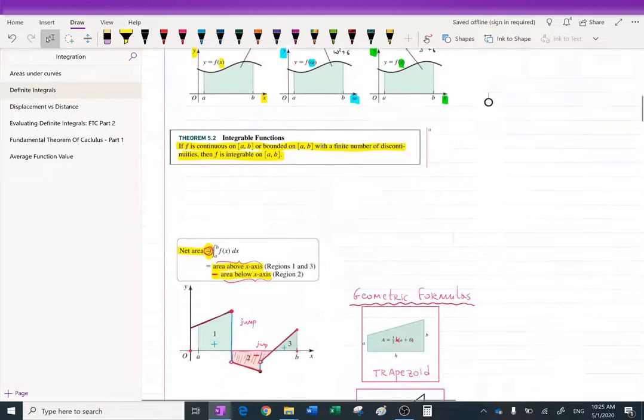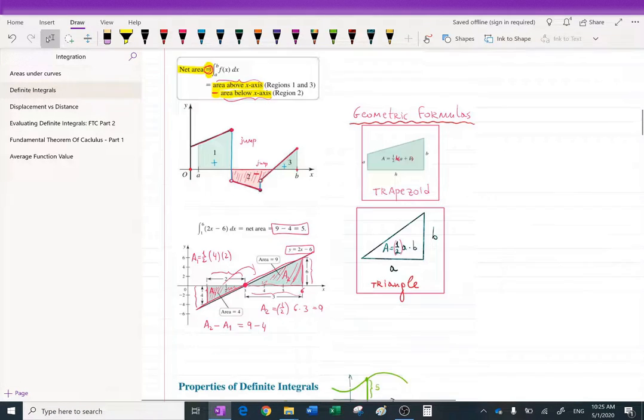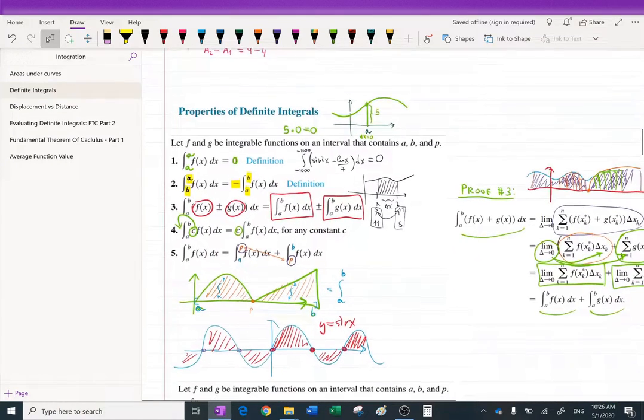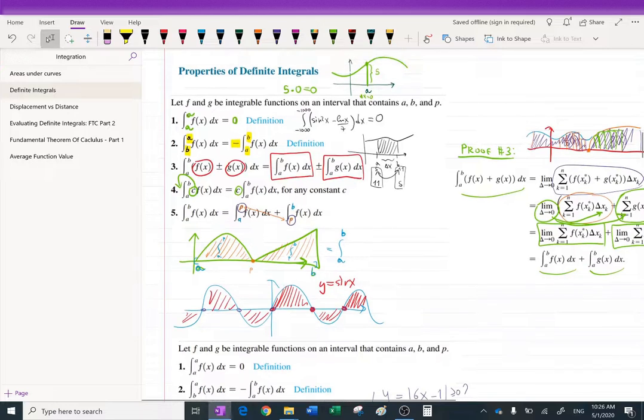How to actually find and calculate the definite integrals. First, we taught you how to use geometry. For example, if you have a trapezoid or triangles, we know areas of these. That took time, but it worked.